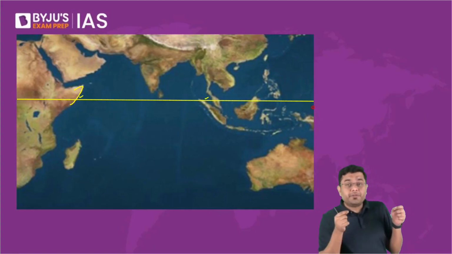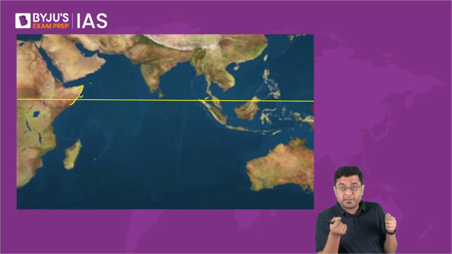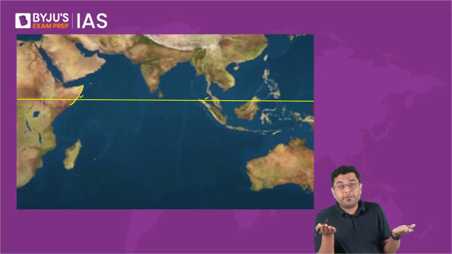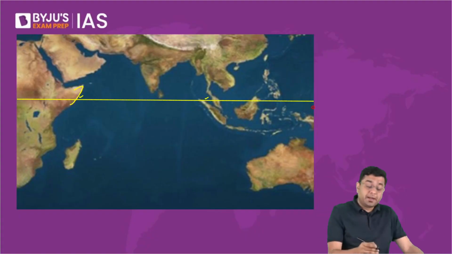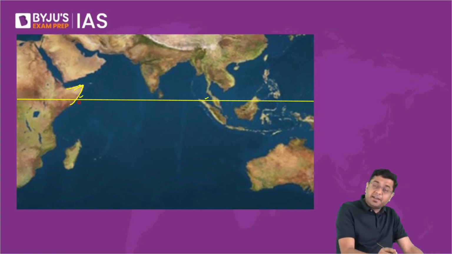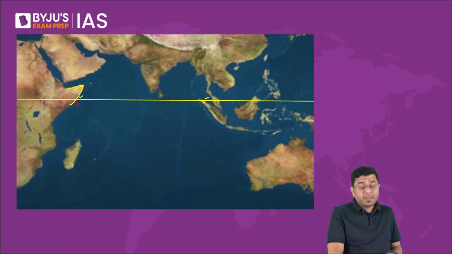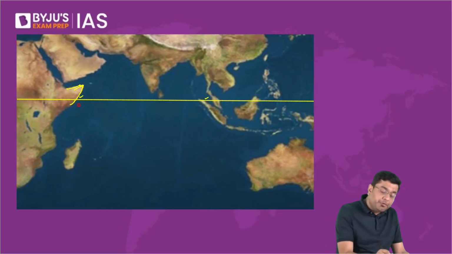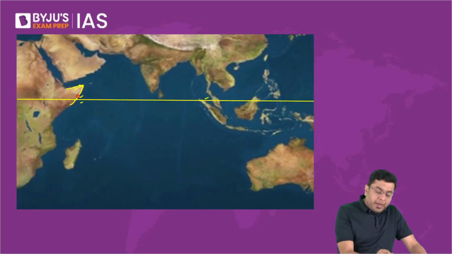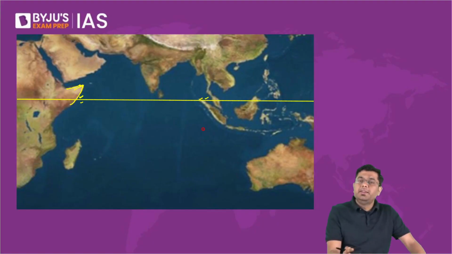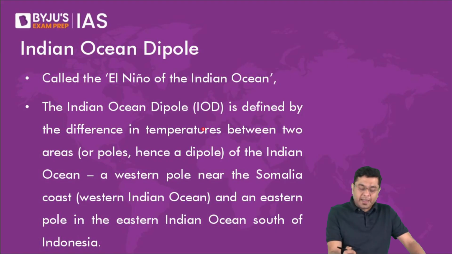Even if that difference of temperature is 0.1 degree Celsius or 0.2, 0.3 degrees Celsius, that is enough to induce a kind of comparative pressure difference between the eastern and the western Indian Ocean. Sometimes it can also happen that this region of Africa, the Horn of Africa, that is around Eritrea, Djibouti, Somalia, they get so much heated up that even the water here gets heated up. So that difference in temperature between the western part of equatorial Indian Ocean and the eastern part of the Indian Ocean, that is referred to as Indian Ocean dipole.